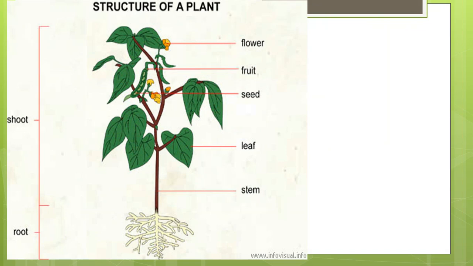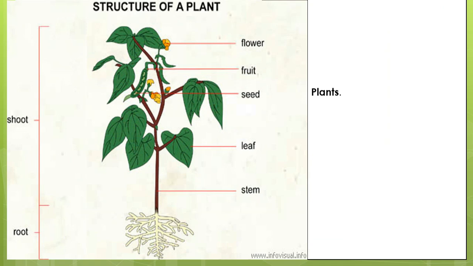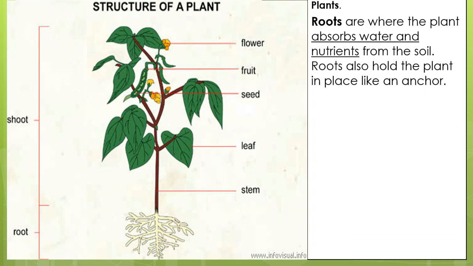All right, so let's look at the different parts of a plant. We're going to start at the bottom right here, at the root. The words are going to come up to the top right here. All right, so our roots. The roots are there to help anchor the plant in the ground and also mostly to absorb water and nutrients.